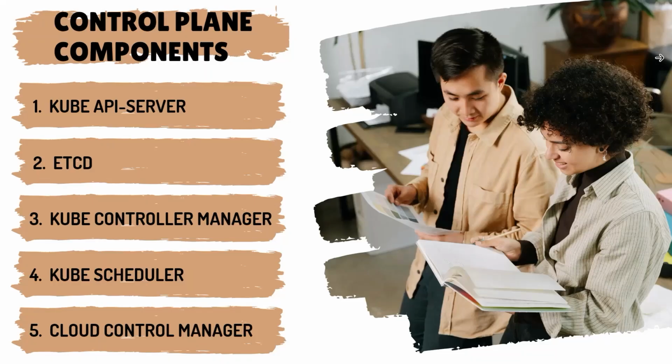So first, let's see the control plane components. The first one is Kube API server. The second one is etcd. The third one is Kube Controller Manager, the fourth one is Kube Scheduler, and the fifth one is Cloud Control Manager. These five components are considered control plane components, which reside on the control plane or the master node.